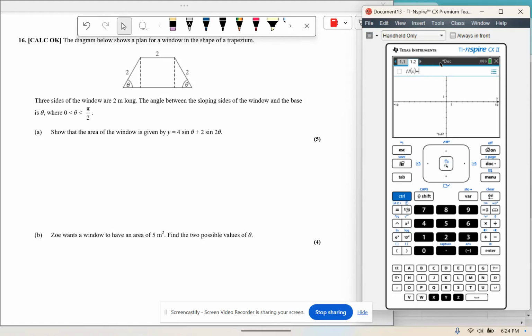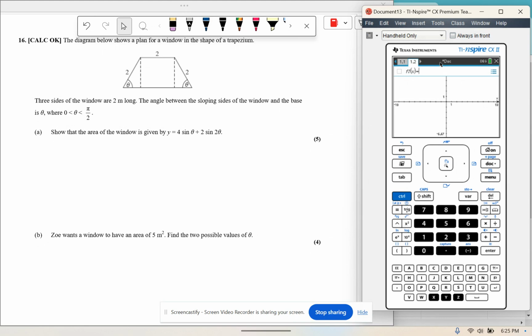Okay, the diagram below shows a plan for a window in the shape of a trapezium, which looks a lot like a trapezoid to me, but okay. Three sides of the window are 2 meters long. The angle between the sloping sides of the window and the base is theta, and theta is between 0 and pi over 2. Show that the area of the window is given by y equals 4 sine theta plus 2 sine 2 theta.